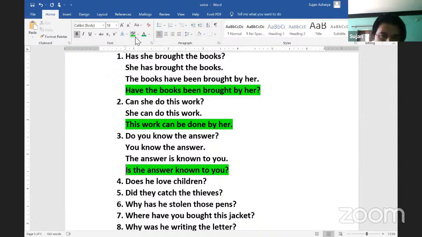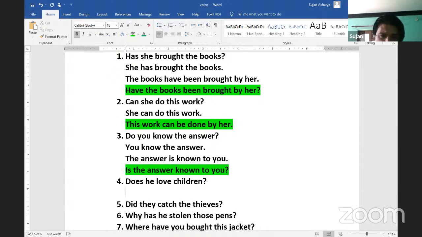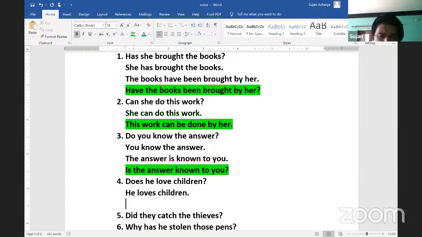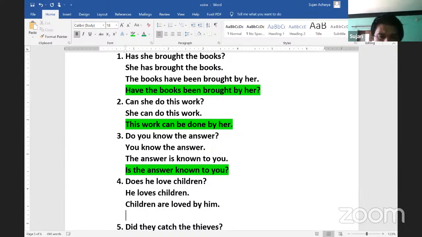Does he love children? He loves, not love. Why? Because does is present. He loves children. Children are loved by him. Are children loved by him?